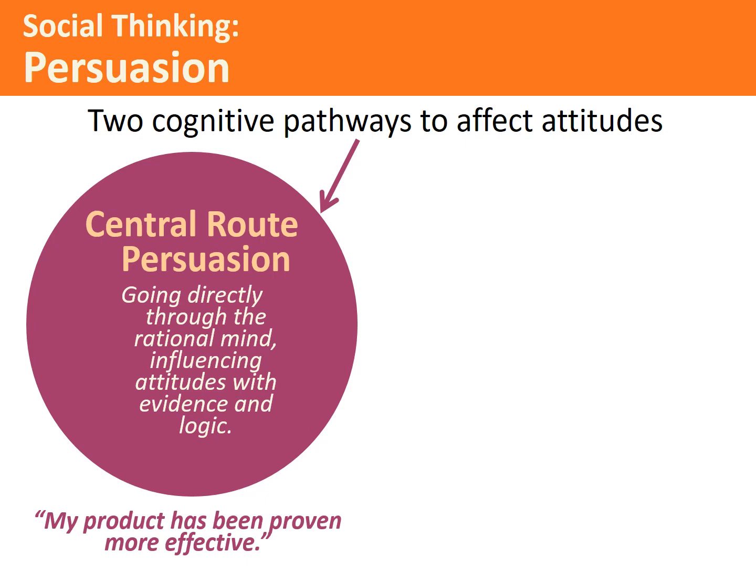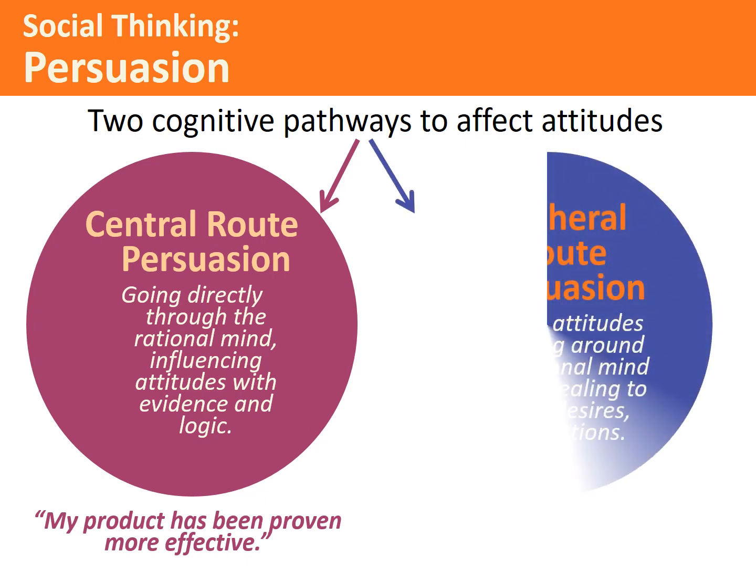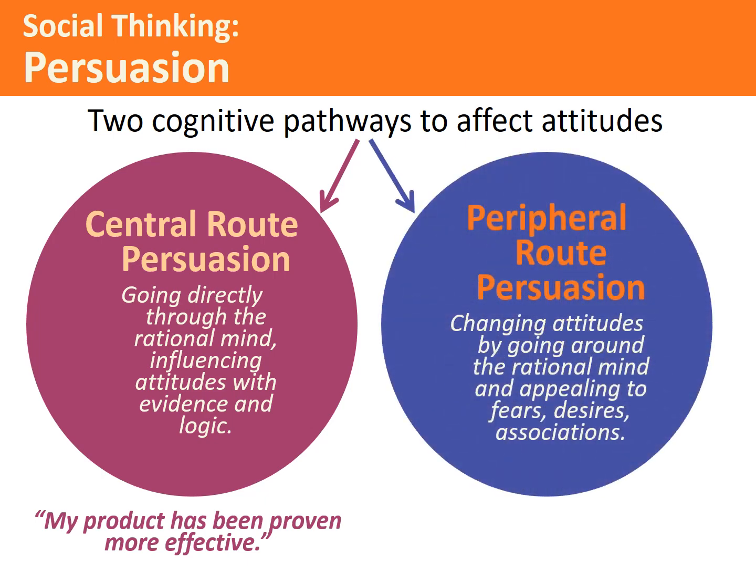But I am not like many other people in the world. Many other people in the world don't care about data. They work through the peripheral route of persuasion. So you want to appeal to their fears, to their desires. So people that take my product, I'm not going to give you the data.